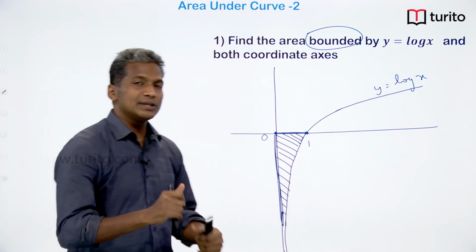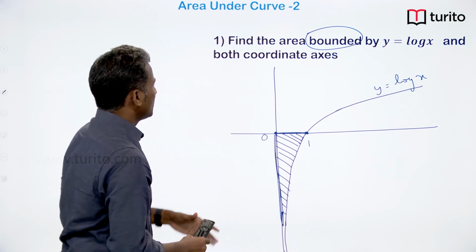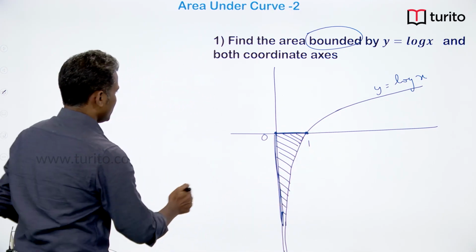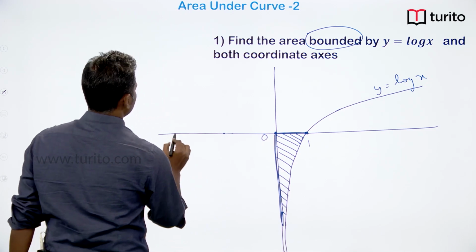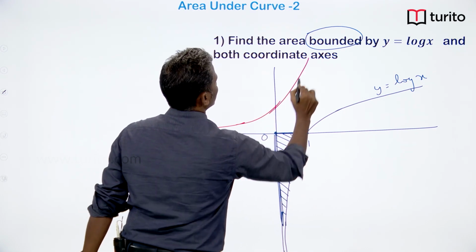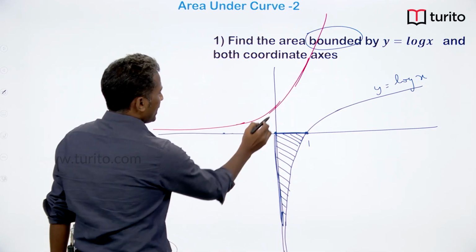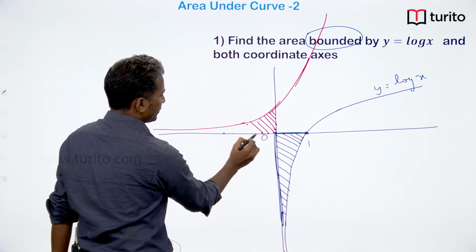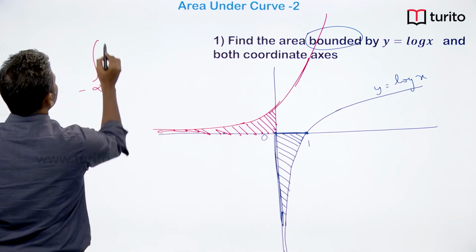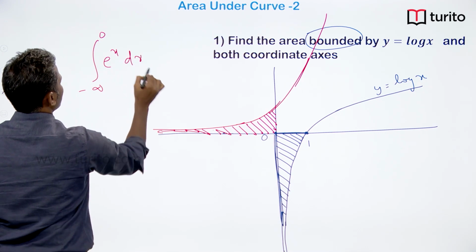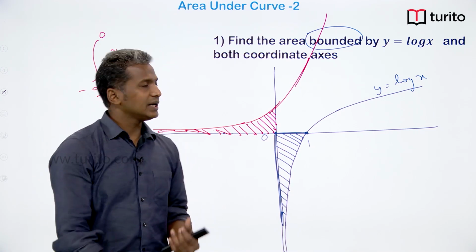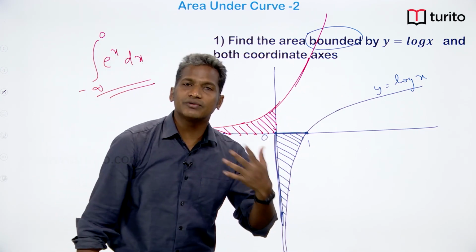Now also I will explain one more point here. Suppose if we take the cousin of this function, what is the cousin of this function? E power x function. So suppose let us say I extend this x axis and take the graph of e power x. So we are going to get a graph like this, and this area of e power x, that means it is basically minus infinity to 0 e power x dx. This area and this area are actually exactly equal. Why are they equal? Because these two functions are inverse functions of each other.